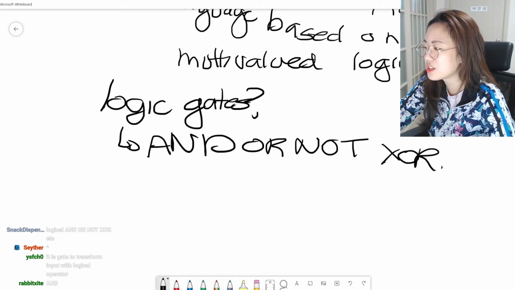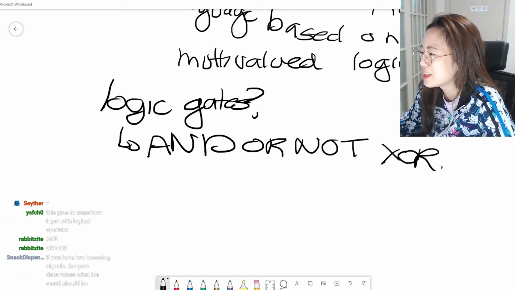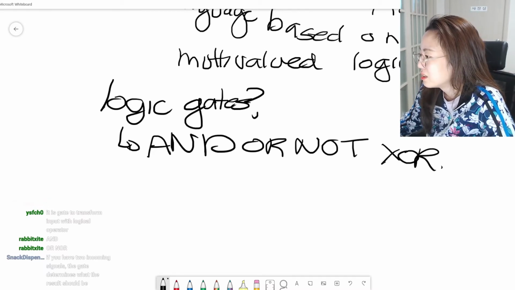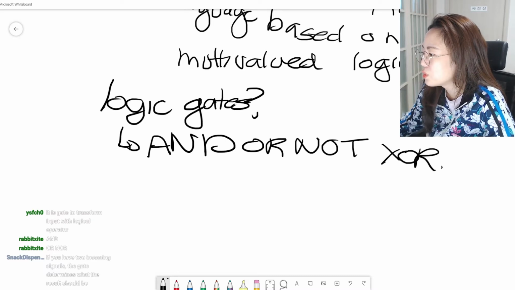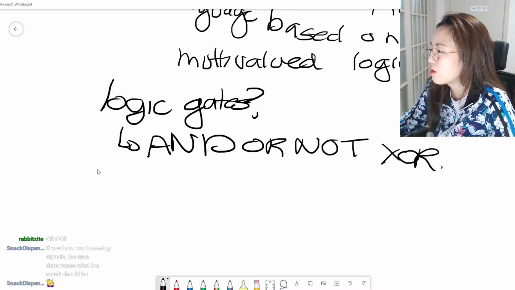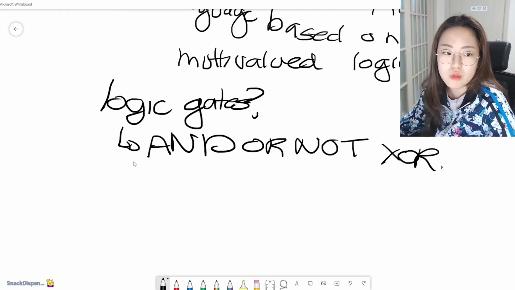XOR. Sorry, Stack. I thought you were being logical, and then you were yelling at me saying it's logical, not logic. Sorry. Okay. If you have two incoming signals, the gate determines what the result should be. Oh, it's a gate to transform input.